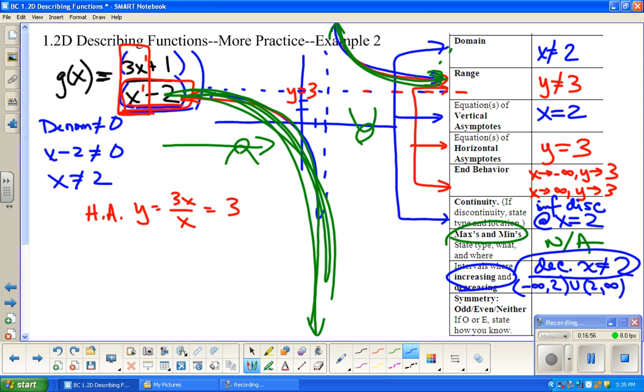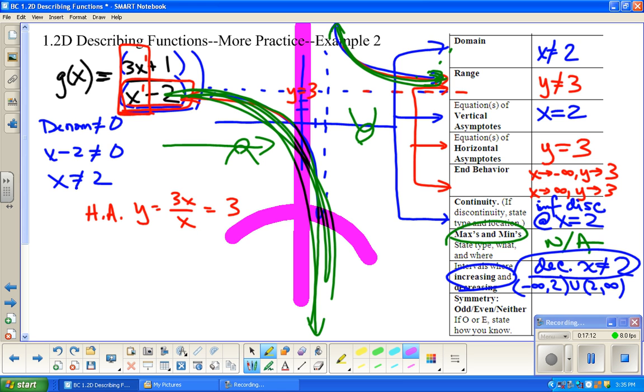Is this function odd, even, or neither? Now remember, the line that you have to look at for talking about odd, even, or neither, if you're talking about even, the line is the y-axis. So is this symmetric across the y-axis? Does this look the same on both sides of the y-axis? Nope. So even is out.